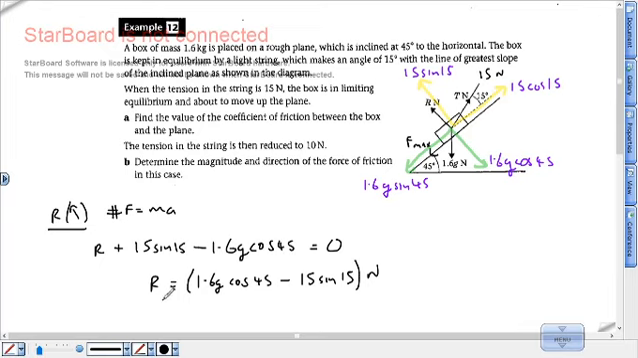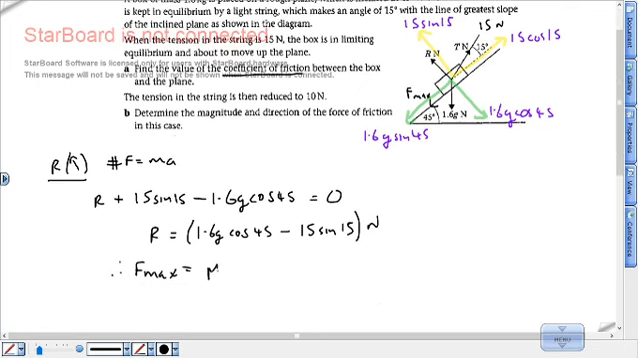So now I've got my friction max is equal to mu R, and that's what we're trying to find out, the mu. So here we go, it is going to be simply mu times all of that, which is 1.6 g cos 45 minus 15 sin 15. Okay, so that's our friction max.